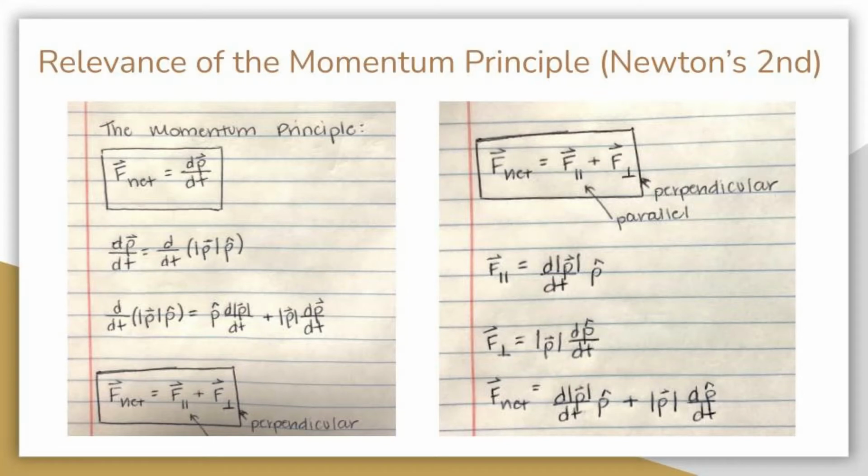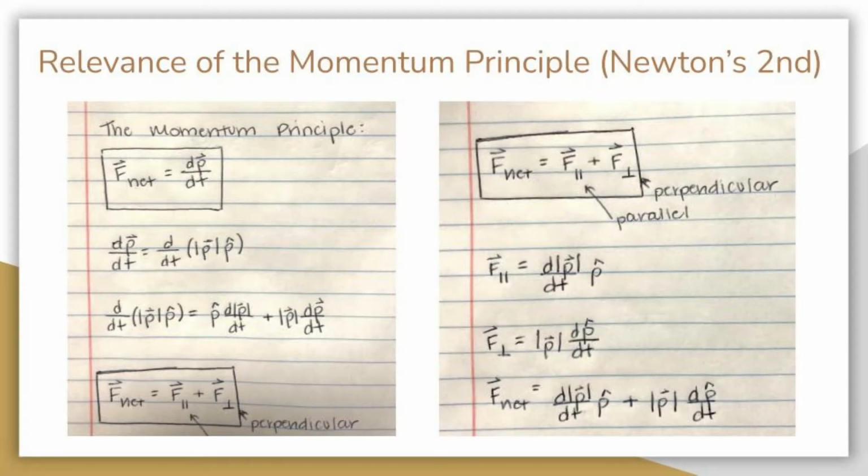We'll also be breaking up the net force into parallel and perpendicular components, so we can observe the changes of each component as the star moves in an elliptical trajectory. The parallel component points in the direction of the object's momentum, causing a change in the magnitude of the momentum, while the perpendicular component points perpendicular to the momentum and causes a change in the direction of the momentum.